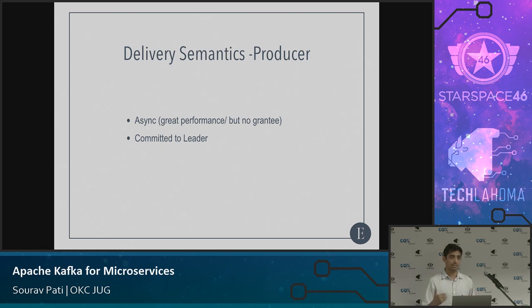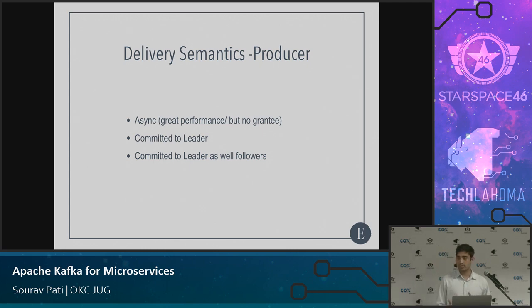You will have partitions with multiple replications. So when you send a message, it guarantees that the leader receives the data, and you get an acknowledgement from Kafka. The third one, which is what most people want, is committed to leader as well as followers. That gives you a guarantee that the message is received by Kafka.